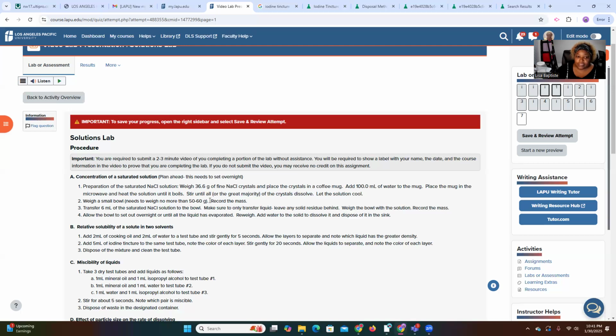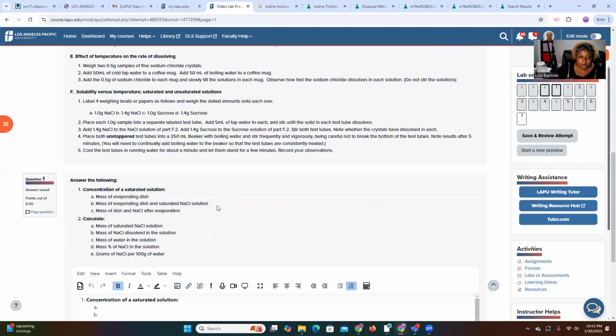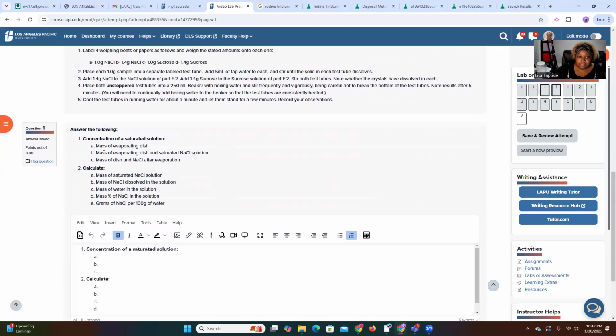All right, you want to stir this until all of the crystals, or the majority, have dissolved. Let it cool. You're going to weigh a small bowl. So this is the point where you can use your weighing boat. It doesn't have to be in the range of 50 to 60. You just don't want it to be more than that. So then you record your mass. You're recording it down here where it says mass of evaporating dish. This weighing boat or your small bowl is known as your evaporating dish for this experiment.